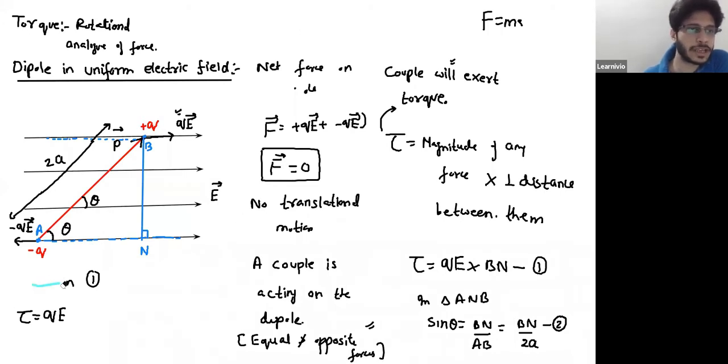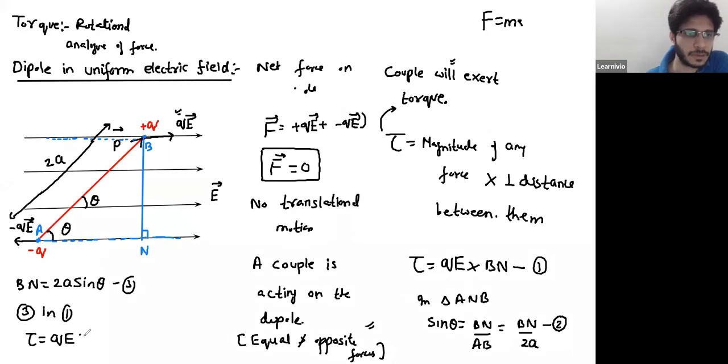Sorry, from 2 you can calculate the value of BN. The value of BN is 2A sine theta. Let's call this 3. We can substitute equation number 3 in 1. If we substitute 3 in 1, then your torque is QE multiplied by 2A sine theta. This is the torque, QE into 2A sine theta.